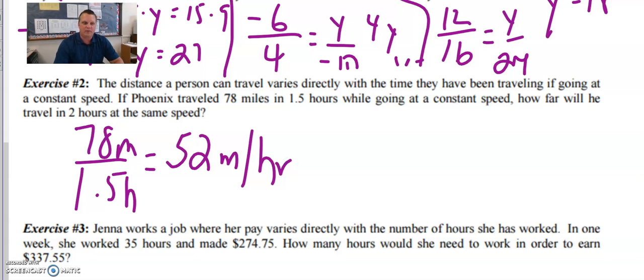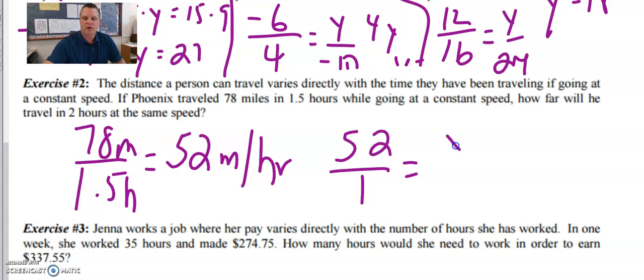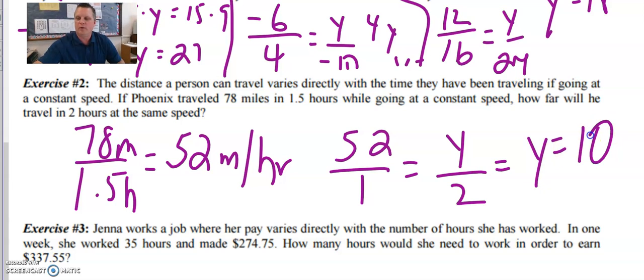So how far are you going every 1 hour? If you're talking about a unit rate, it's how much it is for 1 unit, whatever it may be. So if I'm going 52 miles per hour, and this is formally what you should do, y over 2. That's how to set it up. You might just say, oh, I just have to double it, which is true. So if you have 52 over 1 equals y over 2, y equals 104. So that's 104 miles in the 2 hours.